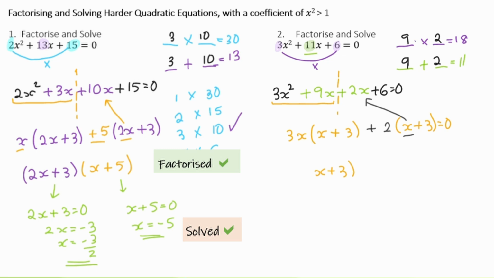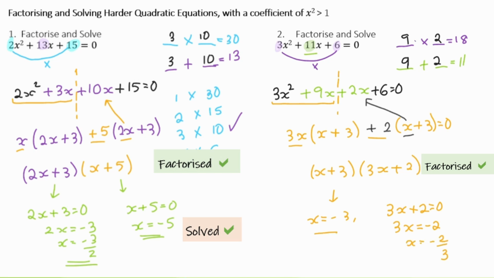The first one will be x plus 3, and for the second bracket we are going to combine the 3x plus 2. If we want to solve this equation, we are now going to separately equate both brackets to 0. So if x plus 3 is equal to 0, that means x would have to be minus 3. And if 3x plus 2 is equal to 0, that would mean 3x is equal to minus 2. And if we divide by 3, that would give us x is equal to minus 2 over 3. And these are our two solutions for number 2.